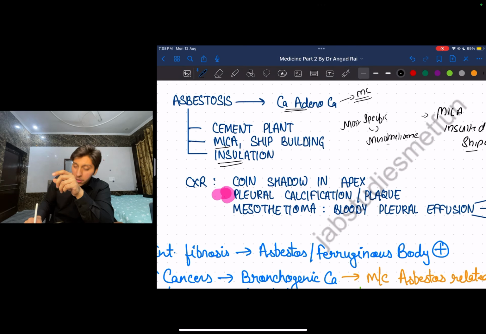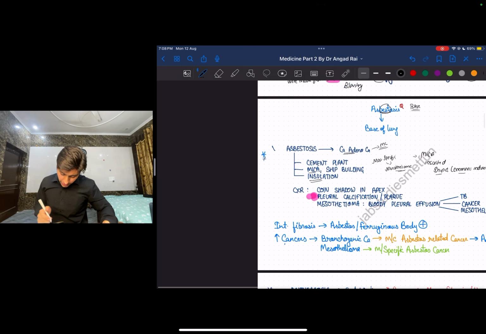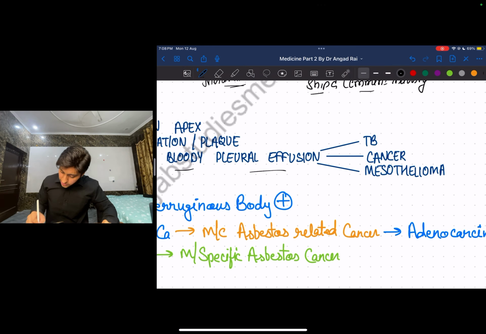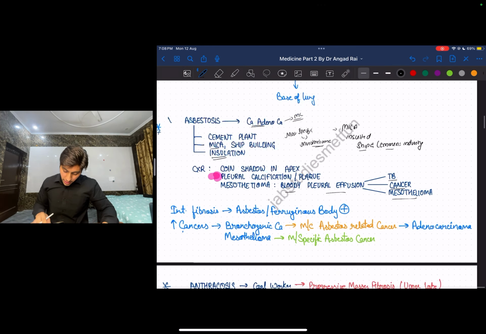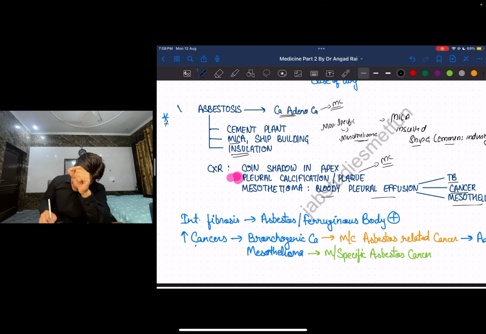Mesothelioma will present with bloody pleural effusion. Whenever you have bloody pleural effusion, you should always suspect 3 things: TB, cancer, or mesothelioma. And remember, asbestosis occurs in the base. Coin shadows are seen in the apex. The most common feature seen in asbestosis is pleural calcification or plaques.